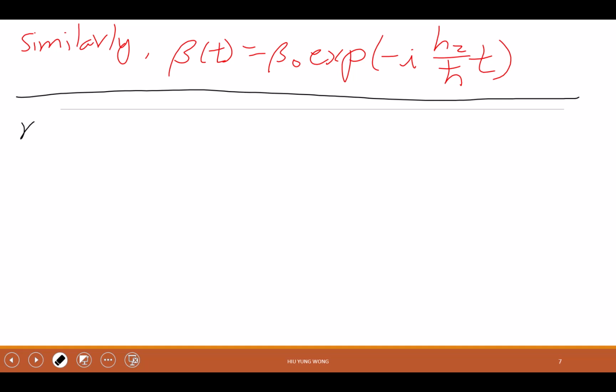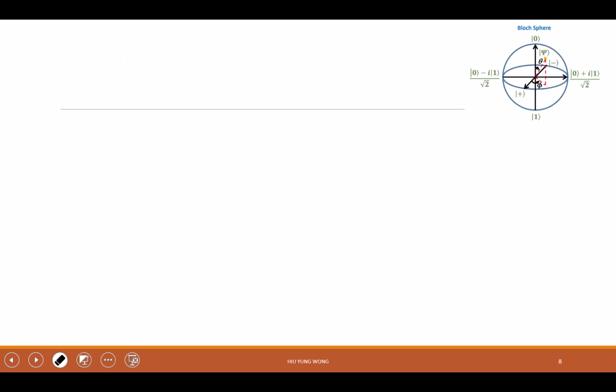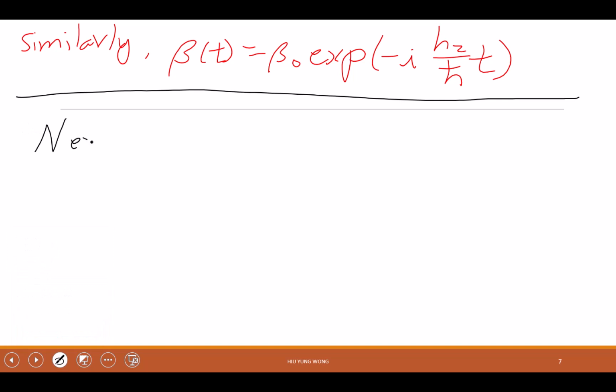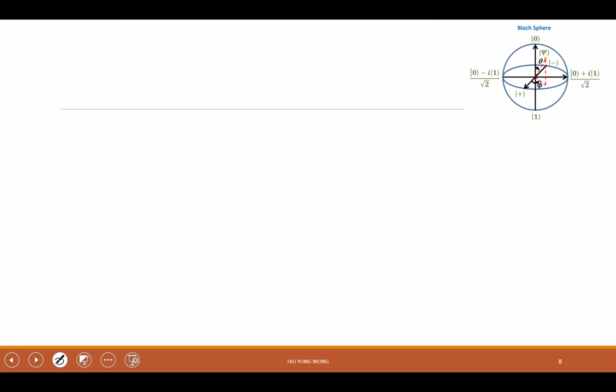Maybe I should go to the next page. Yeah, let's just go directly to the next slide. Let's look at this. Recall, on the Bloch sphere, how do you represent a state? Yeah, psi equal to alpha |0> plus beta |1>.